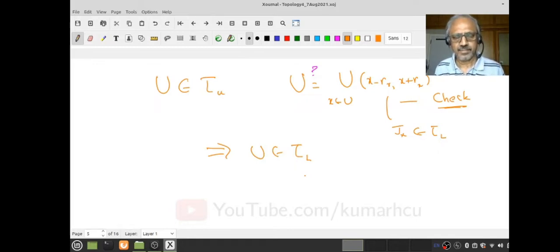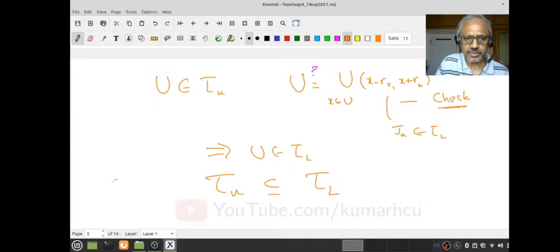Make sure that you understand. So what is the relation between the usual topology and the lower limit topology? Anything which is open in the usual topology is open in the lower limit topology. That means any element here, tau U, belongs to tau L. Therefore this is the key. Therefore this is the conclusion.